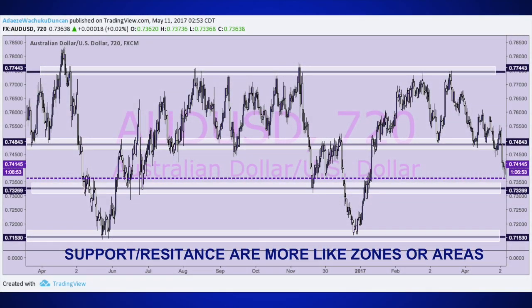Something else you want to keep in mind in regards to support and resistance zones. I want you to know that they're not like this perfect little line that you draw where price has to come and touch this perfect little line. They're more like zones or broad areas. The reason why I have them drawn as zones or broad areas is because not everybody is going to be looking at the exact same place, but they're all going to be looking around the same area.